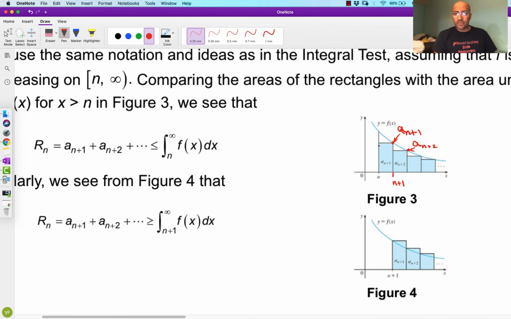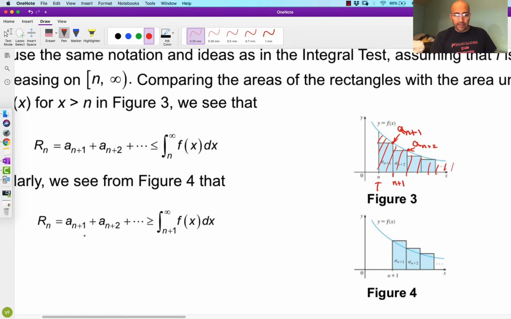If we go to the left, then all of these rectangles in blue are definitely going to be smaller than the area underneath the function starting at n, right? Starting here, that area is going to be this. And so r sub n, the sum of a sub n plus 1 plus a sub n plus 2, and so on and so forth, is definitely going to be smaller than that integral.